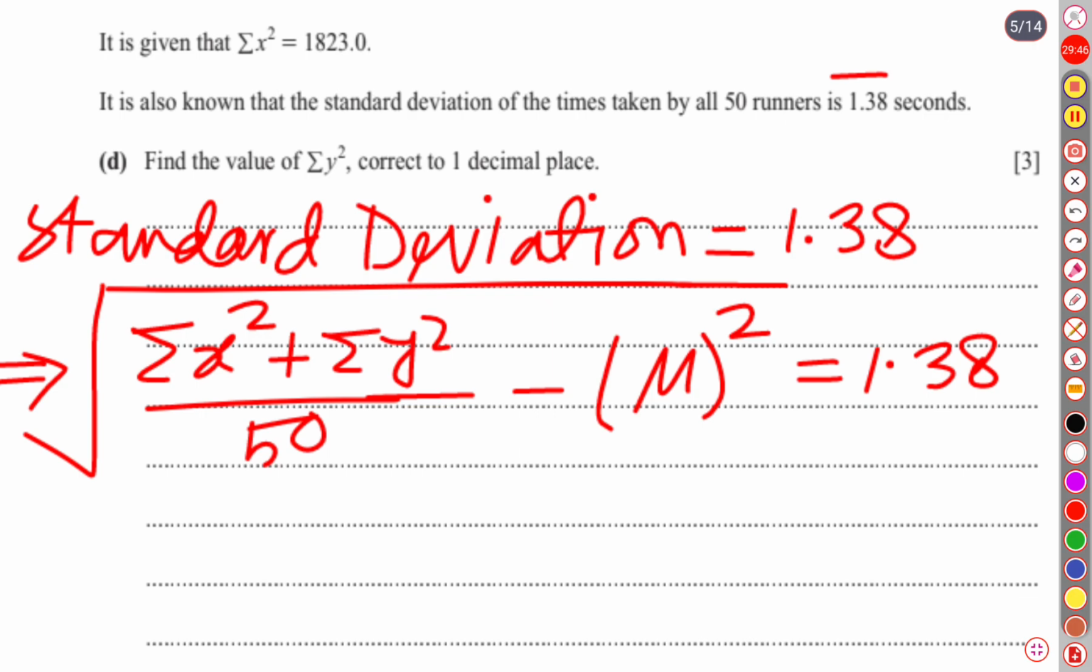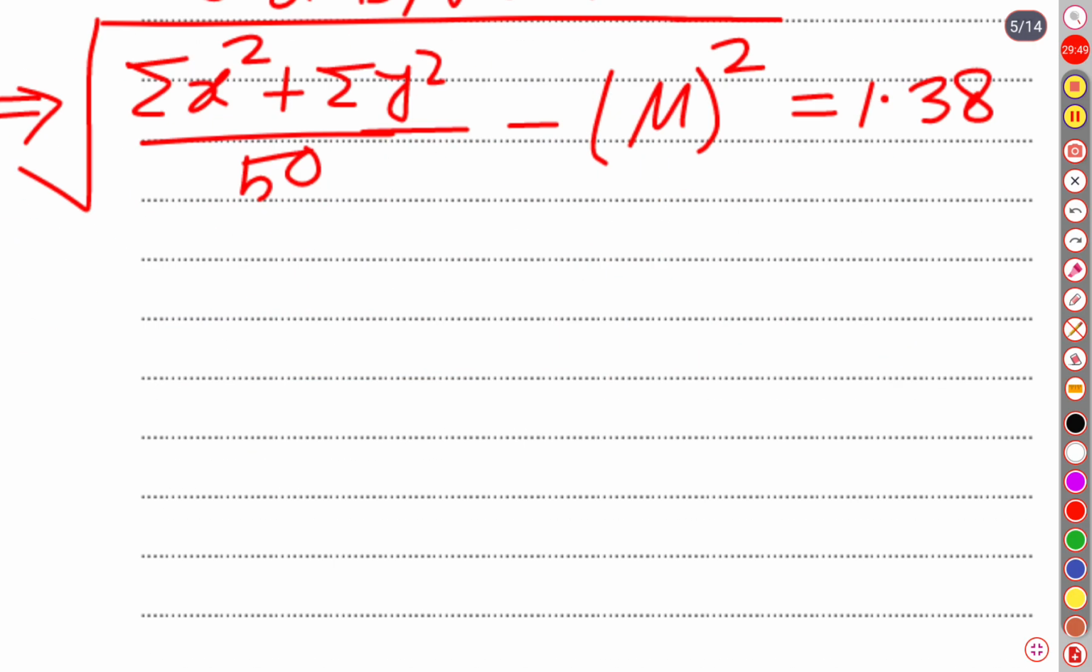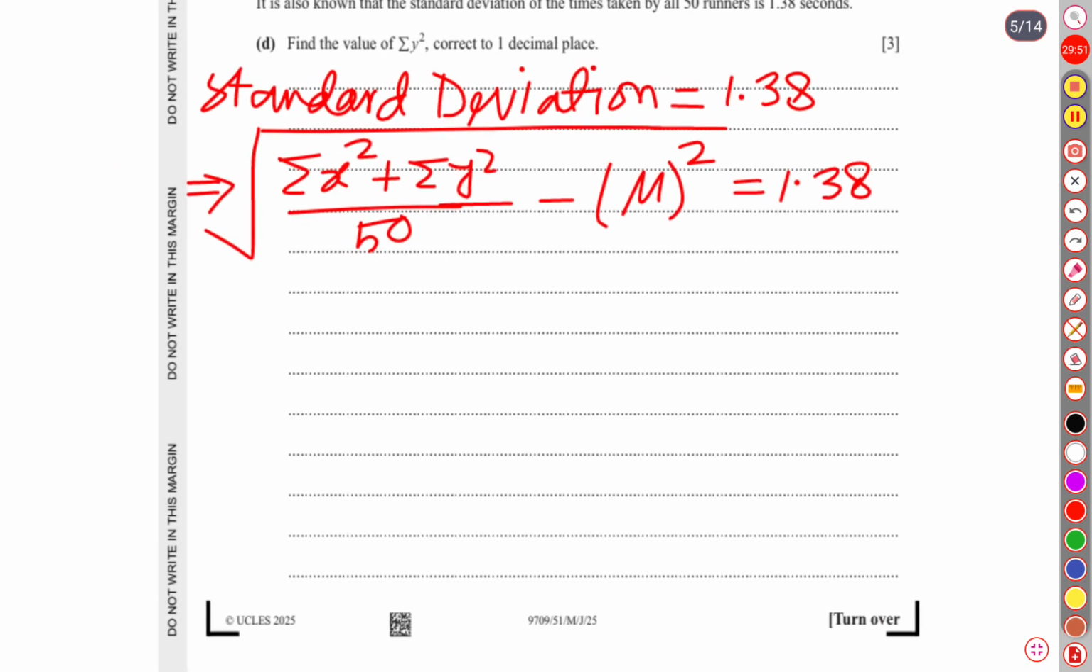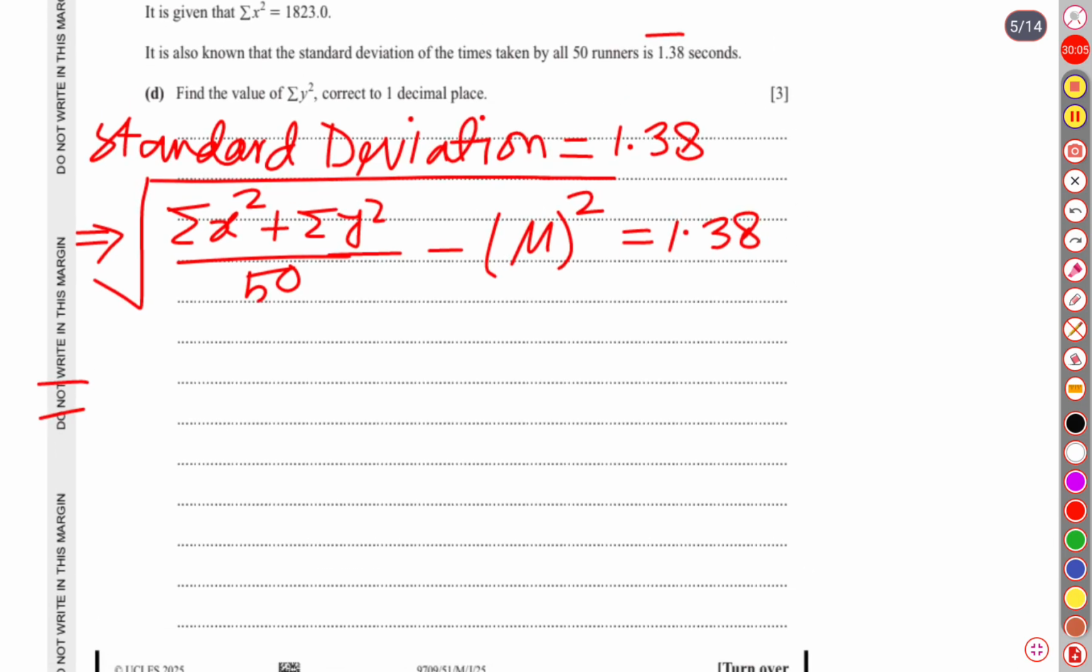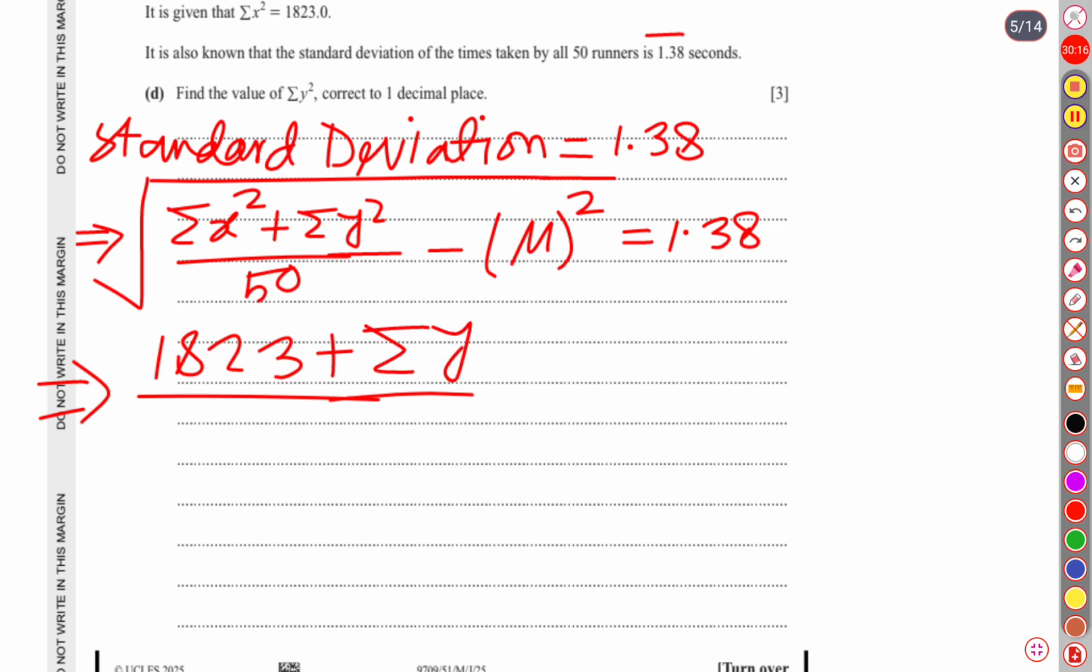Instead of mu, I think we can write the value. How much was our mean? Our mean value was, yes, then it is going to be sum of x square plus sum of y square. How much is sum of x square? Sum of x square is given, 1823, plus sum of y square over 50 minus our mean value, which we have already found, was 8.54.